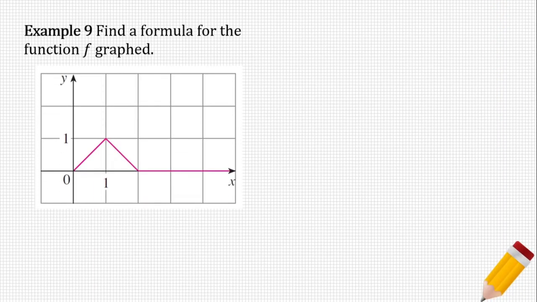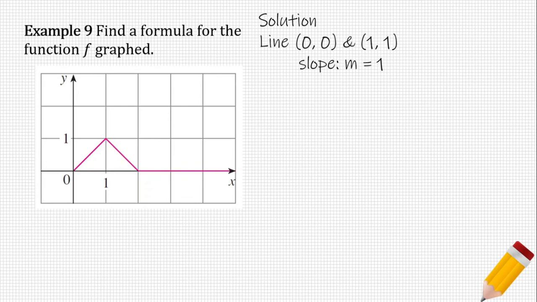Example 9. Find the formula of the graph of function f. Solution. The line through points (0, 0) and (1, 1) has a slope of m = 1 and y-intercept of b = 0. So its equation is y = x. Thus, for the part of the graph of f that joins (0, 0) and (1, 1), we have f(x) = x.